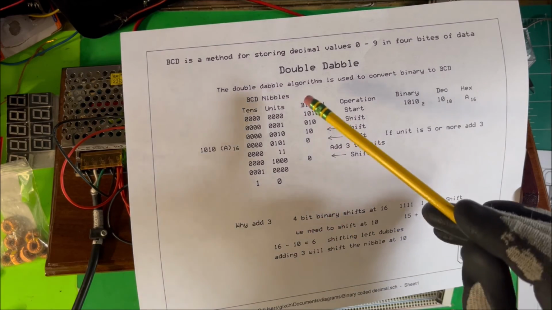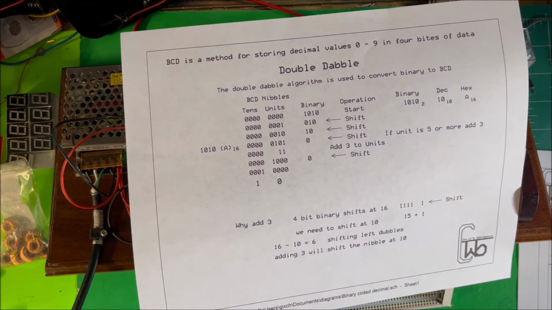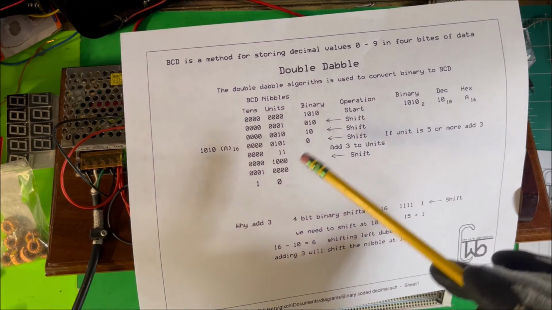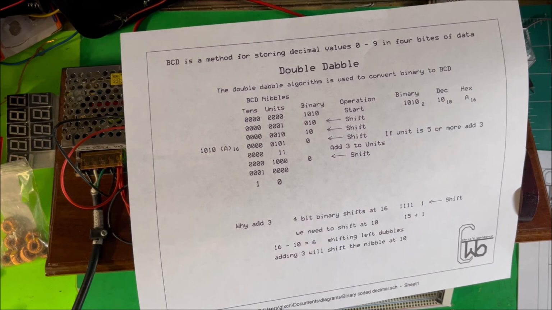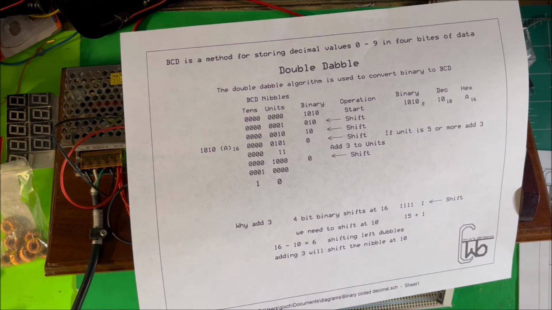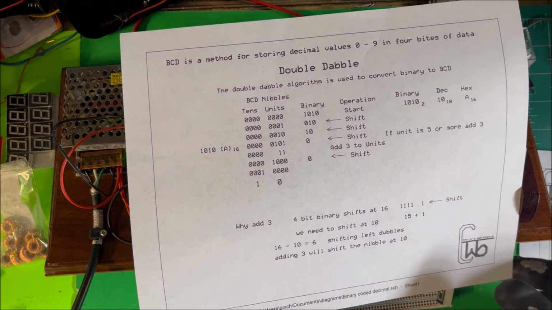And that's how they actually do it, and that's called Double Dabble. We're doubling it, and we've got to dabble a little bit. We've got to add this when the units are 5 or more. We have to add 3 to it. So that's how they do it.